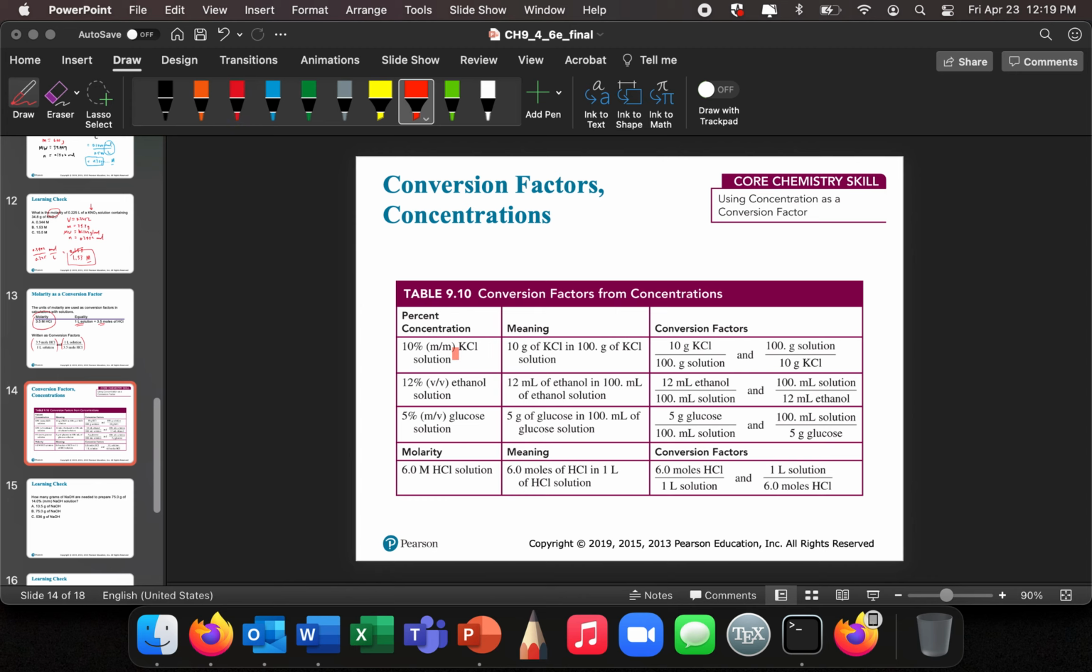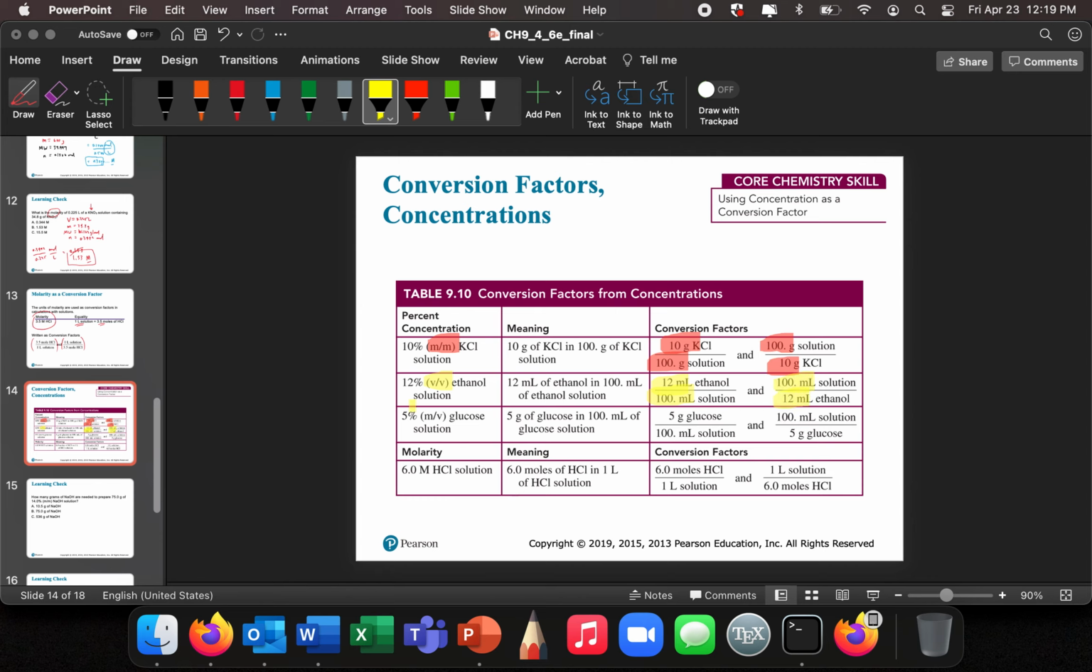Okay? So we can do the same thing, of course, with conversion factors from any of the other concentrations that we used. We used mass per mass, right? And that way we can say 10 grams over 100 grams or 100 grams over 10 grams, right? We used volume per volume, right? And that would be 12 mL of ethanol over 100 mL of solution or 100 mL of solution over 12 mL of ethanol.